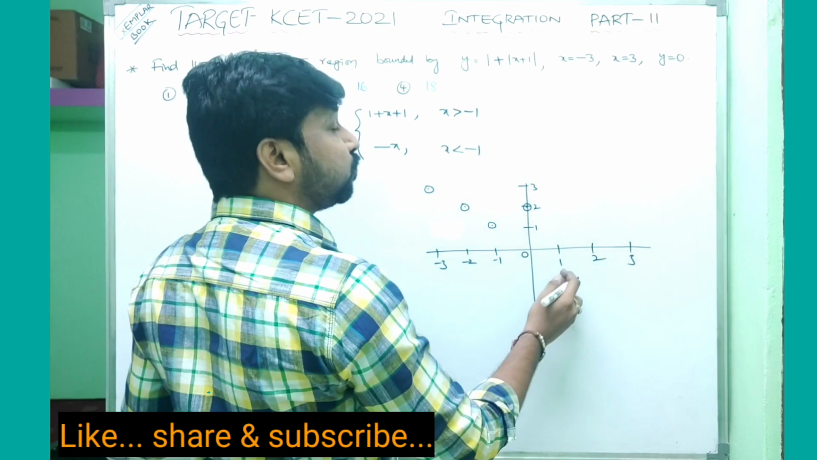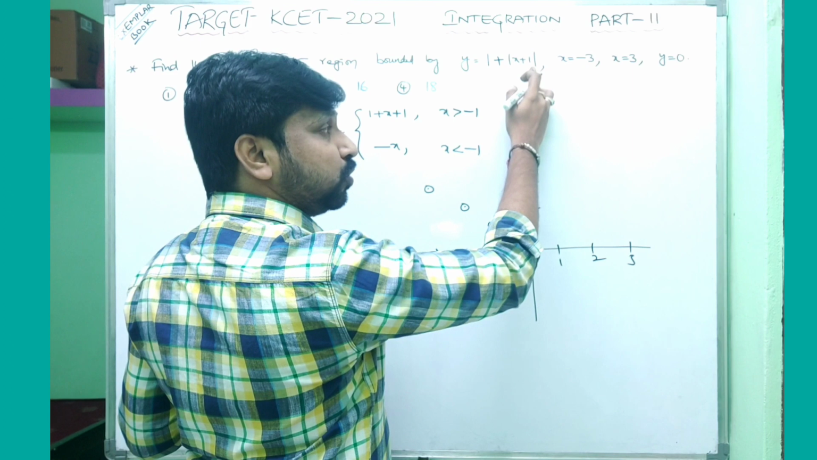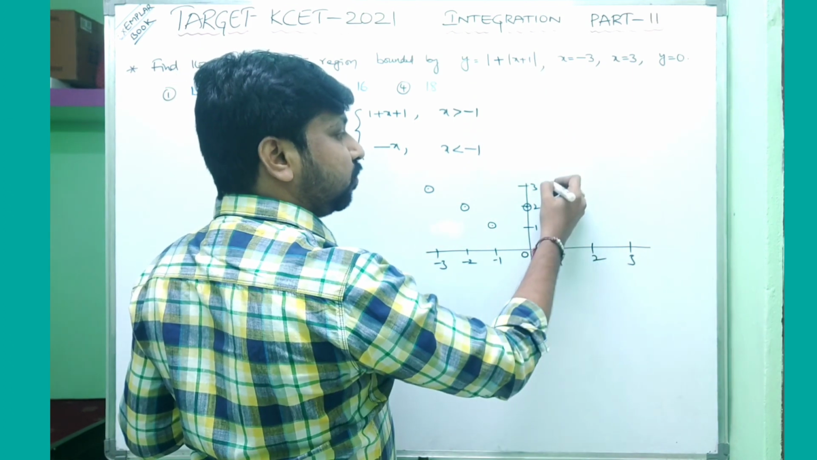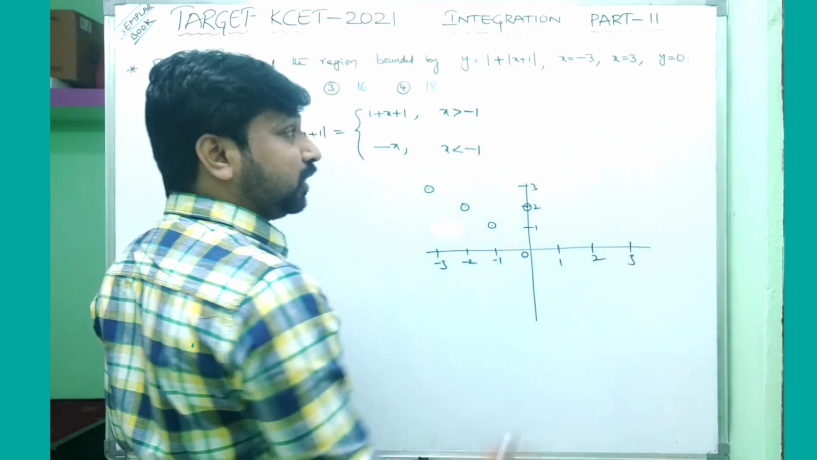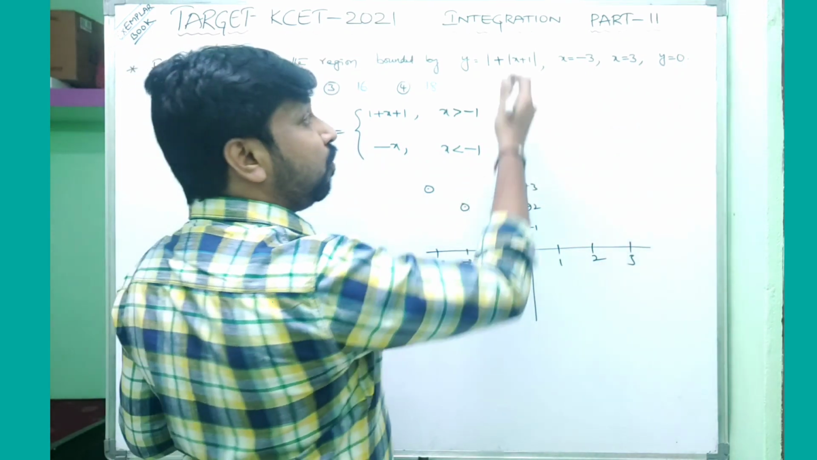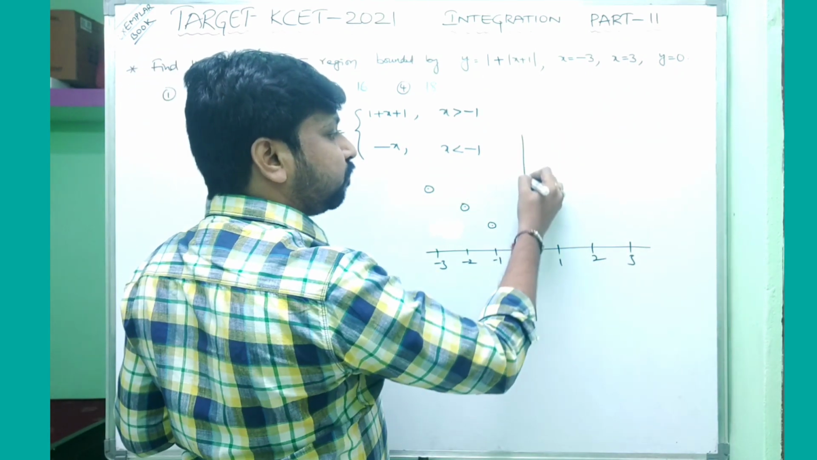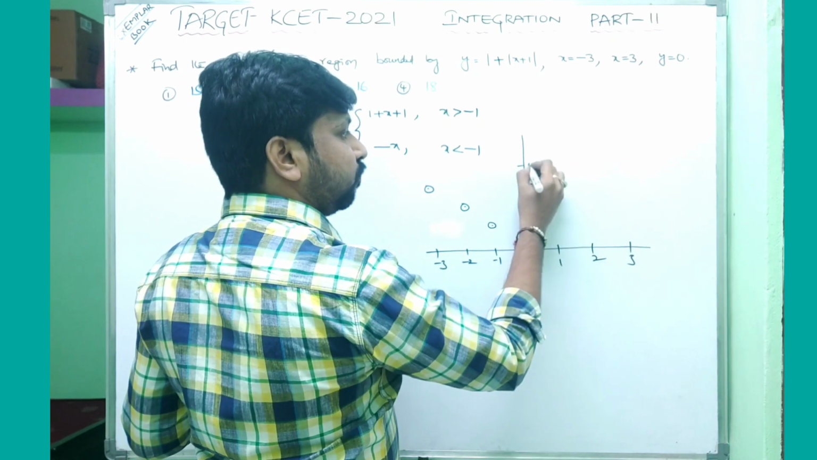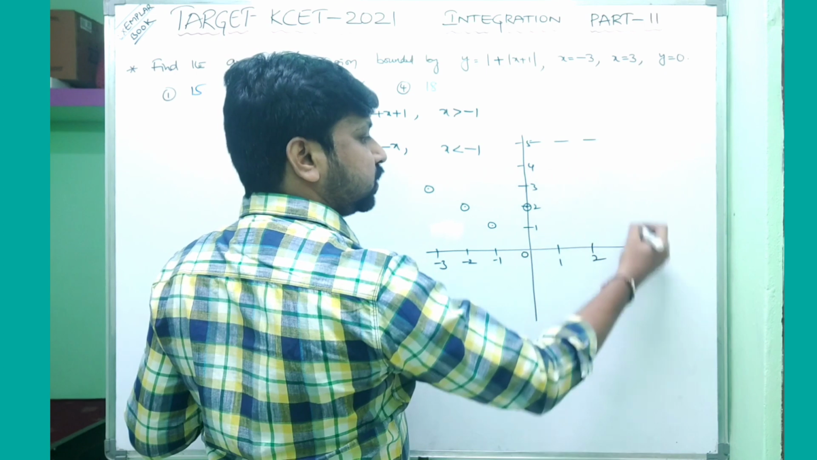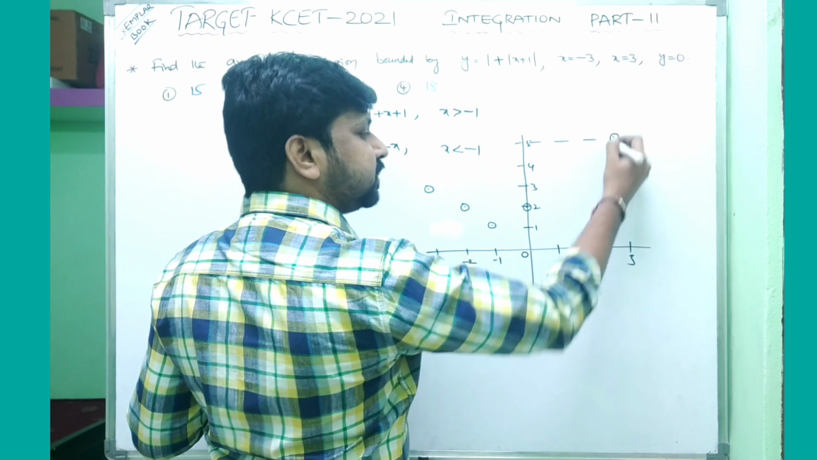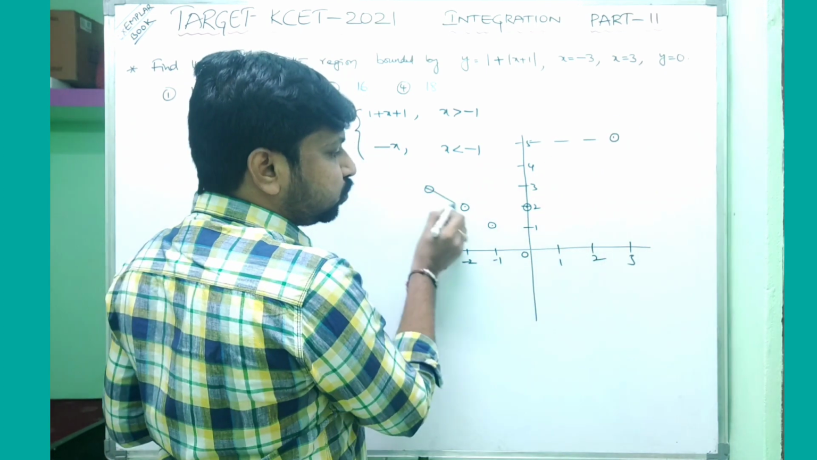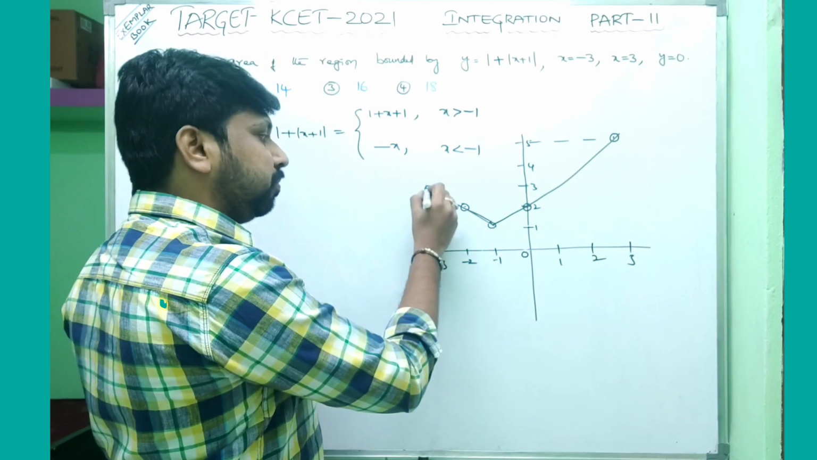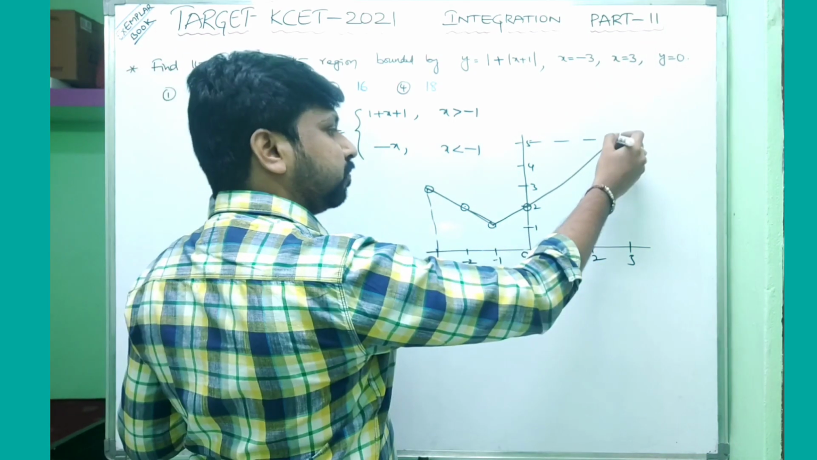And x is equal to 1: 1 plus 1 is 2, plus 1 is 3. X is equal to 1, y equal to 3. And also x equal to 3: 3 plus 1 is 4, 4 plus 1 is equal to 5. So that is what happens at x equal to 3. So the graph is increasing something like that. If you join, and also need to add like this, the area in between is what you need to find out.